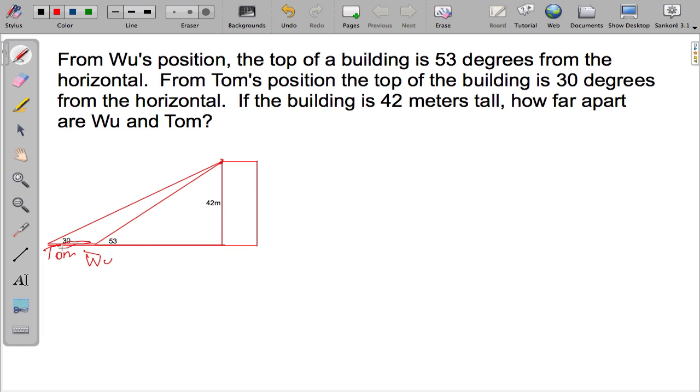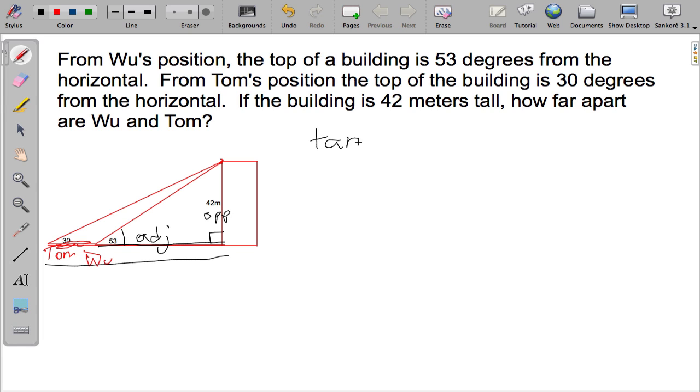So we want this distance. So what we can find is we can find this distance and this distance and subtract the two. Okay, so let's start with this. We have here 53 degrees. The building is vertical to the horizontal and has a height of 42. So we call this side here the opposite because we're dealing with right angle trigonometry. We call this side here the adjacent. And since we are dealing with the opposite over the adjacent, our ratio is tan.